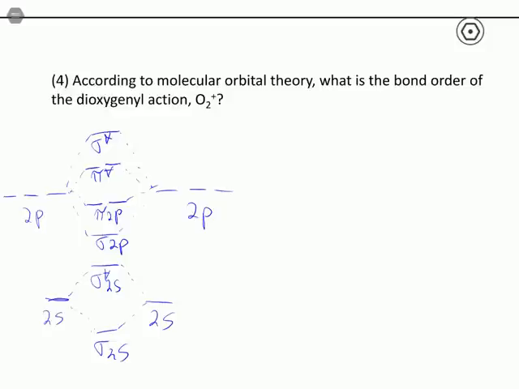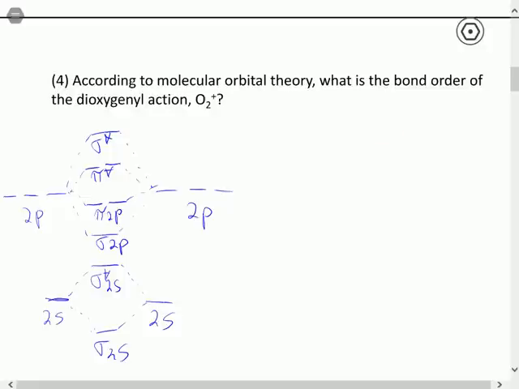Yeah? How come sometimes pi is below sigma? So it's a complicated question to answer. You should remember, though, that if you're in the first part of the p block, so if you're boron, carbon, and nitrogen, these two orbitals, the sigma 2p and the pi 2p, switch their order.